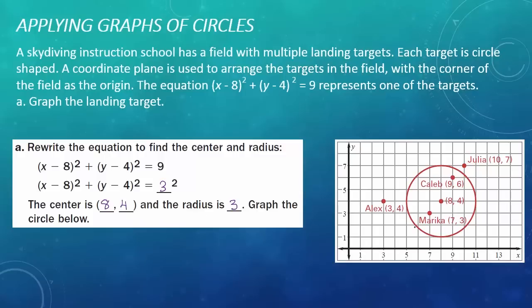Graph the circle. Here's our circle, which is one of our targets, and its center is at 8 and 4, and the radius from the center of the circle to the circle is 3 units.